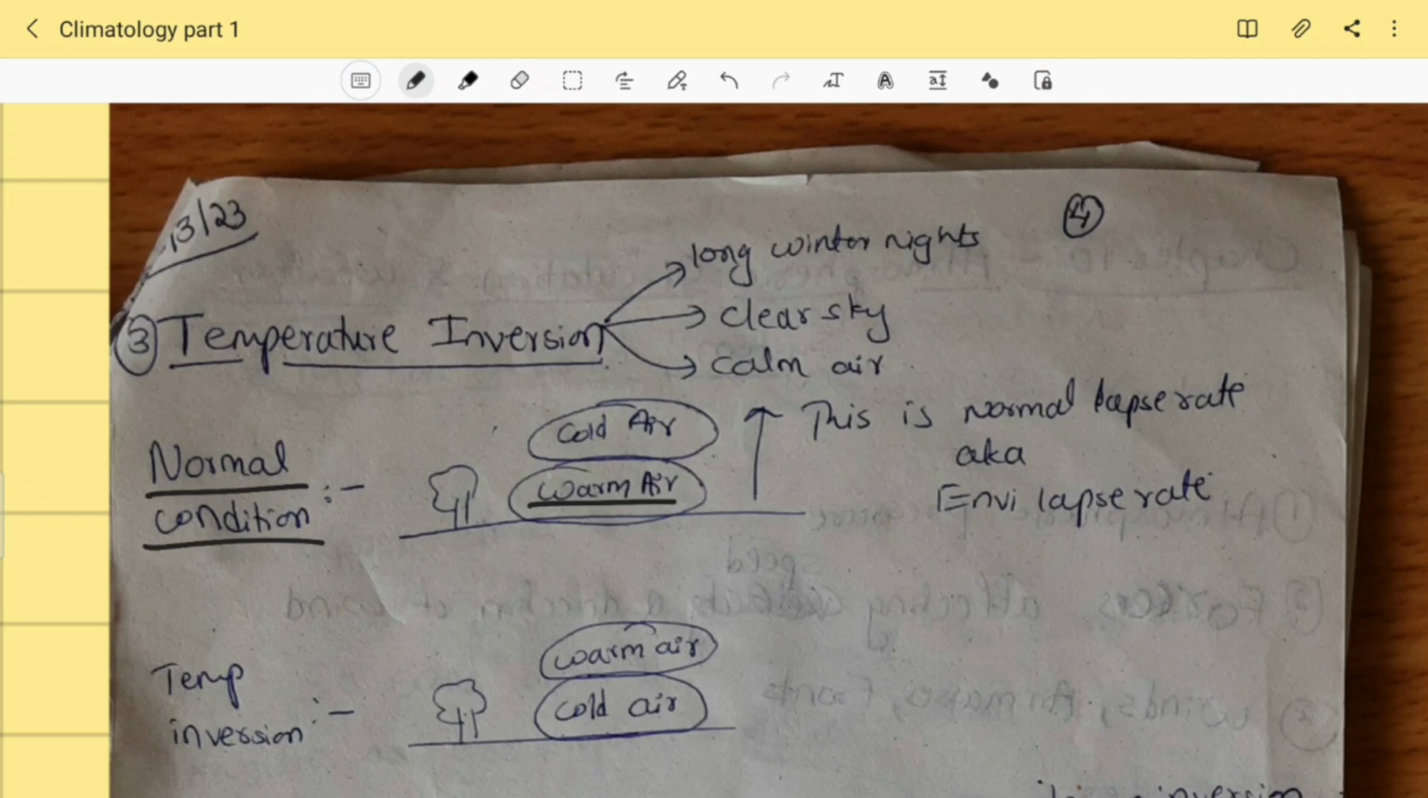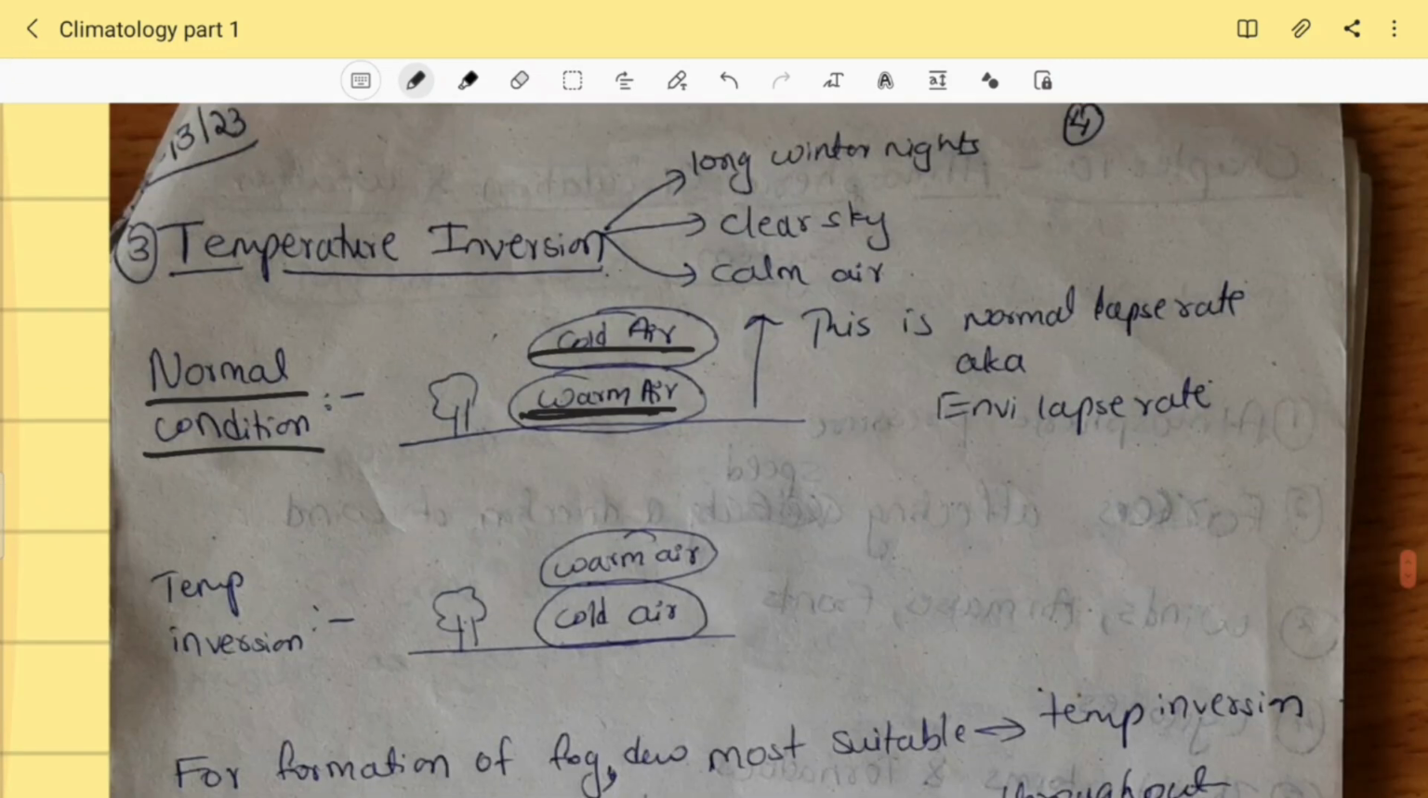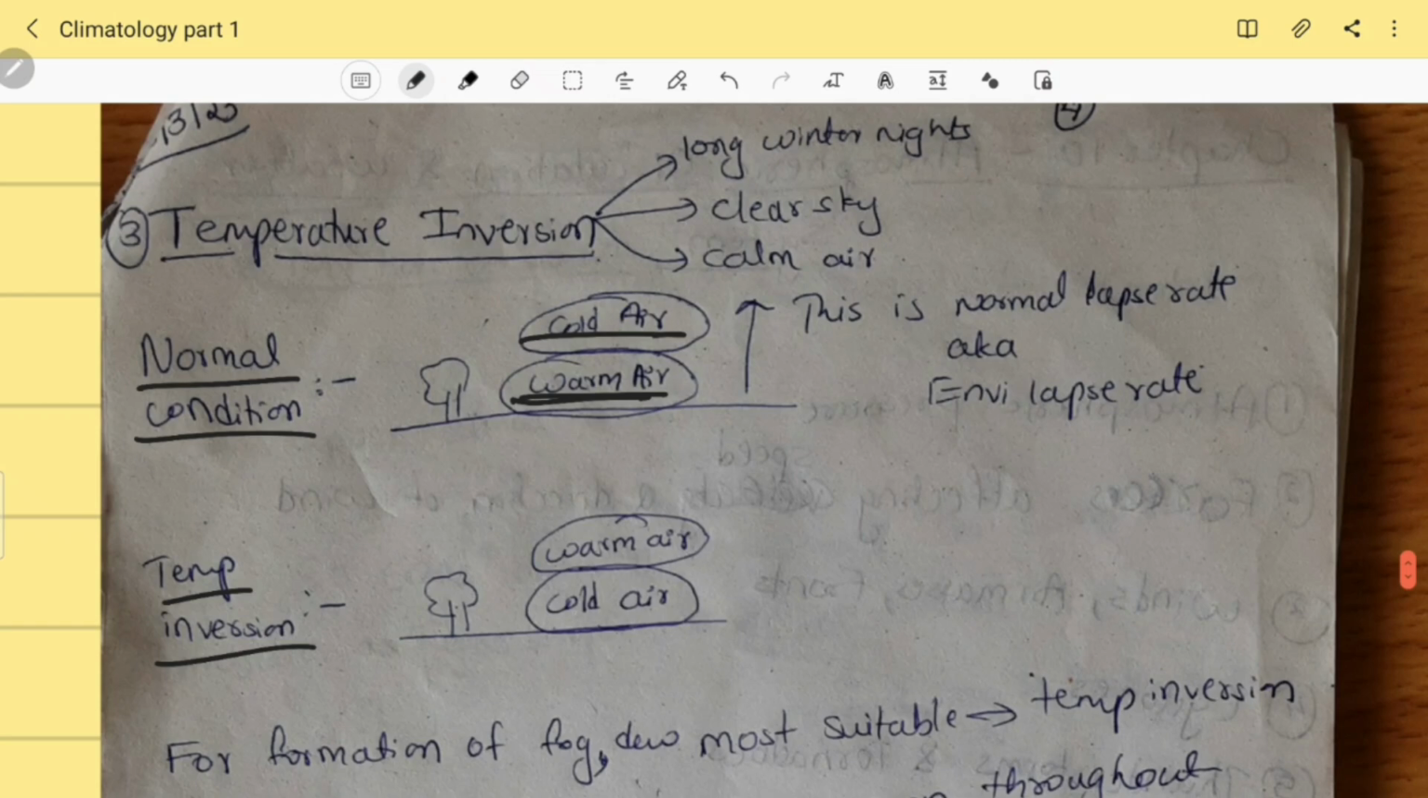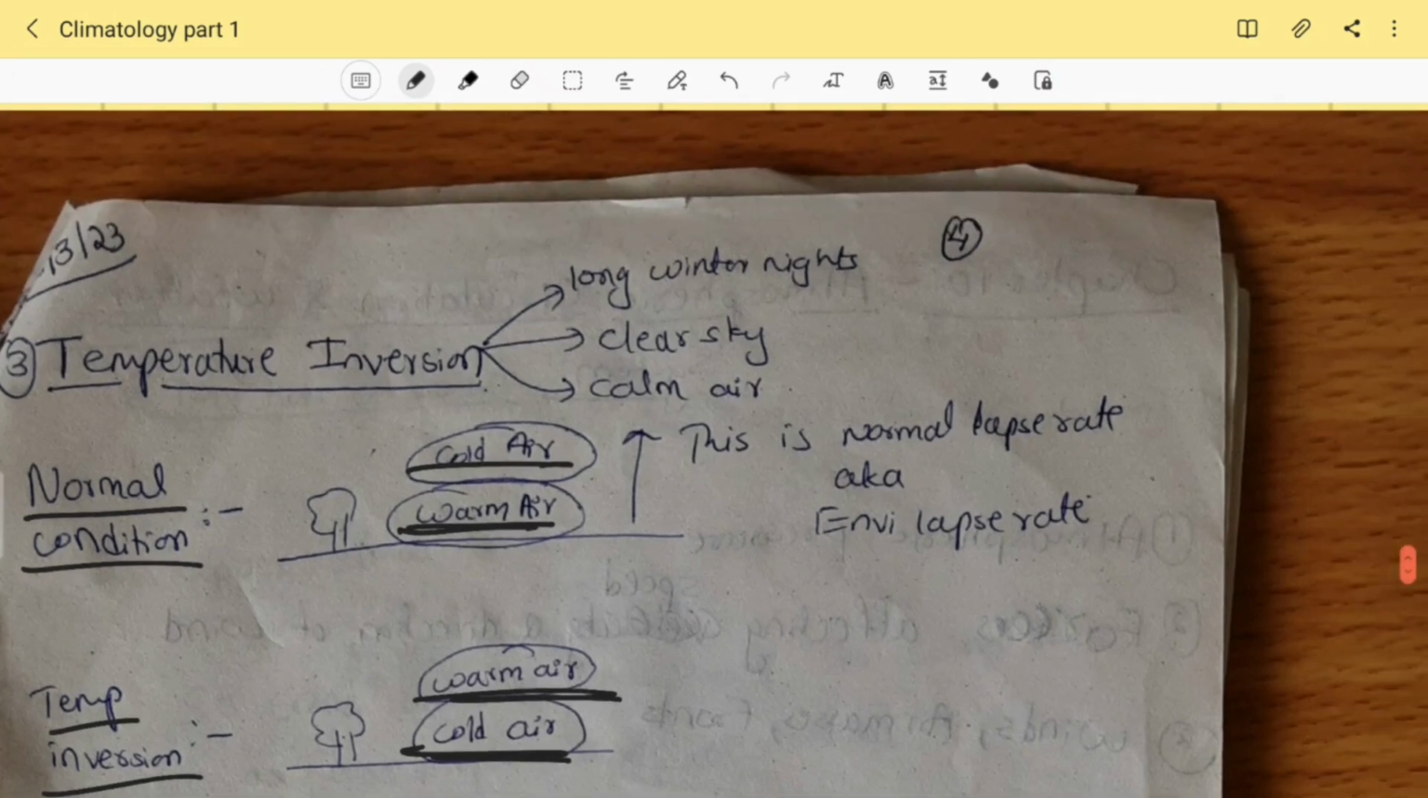Okay, so warm air is down and cold air is above. This is the normal condition. But what happens in temperature inversion is, if cold air is down, near the surface of the earth, and warm air is above, that is known as temperature inversion. If temperature inversion needs to happen, there should be three conditions met.